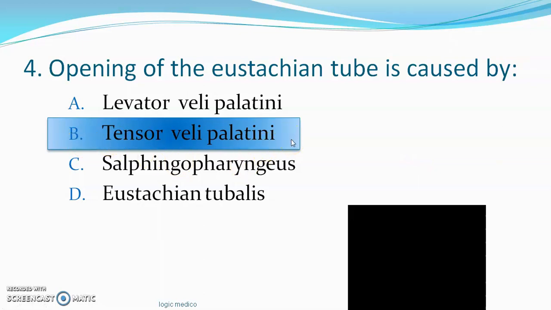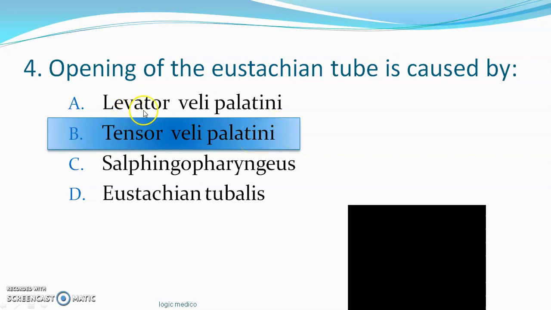This tensor veli palatini is a muscle of the soft palate, but actually it begins from the eustachian tube level. So it tenses the soft palate, therefore it's called tensor palatini, but the word veli is used. When it is tensing the soft palate, simultaneously it will dilate the eustachian tube. Therefore the other name of tensor veli palatini is dilator tubae, because it will dilate the tube. Here the option could have been dilator tubae, and easily you would guess that the opening of the eustachian tube is by dilator tubae. Therefore the option is given as tensor veli palatini.